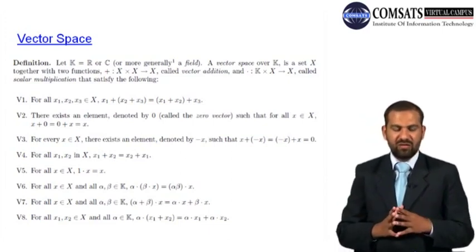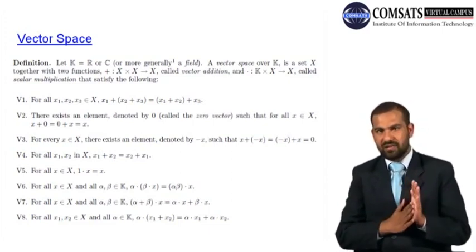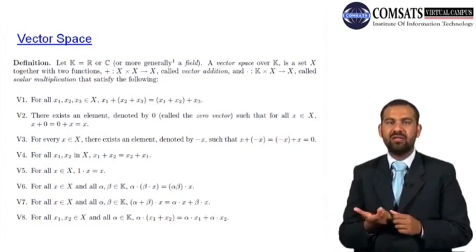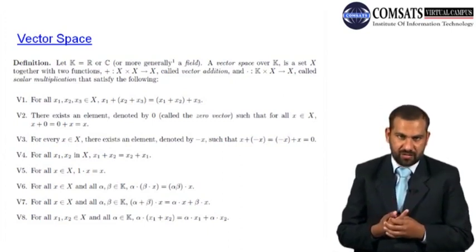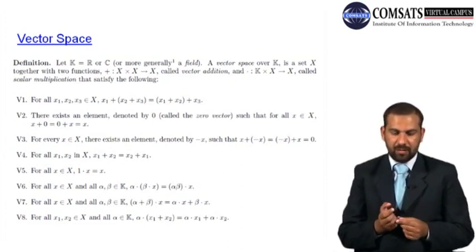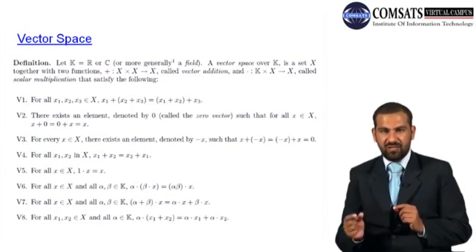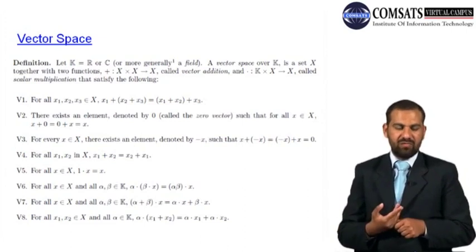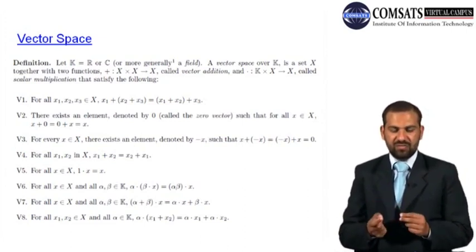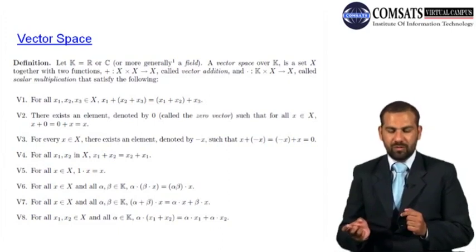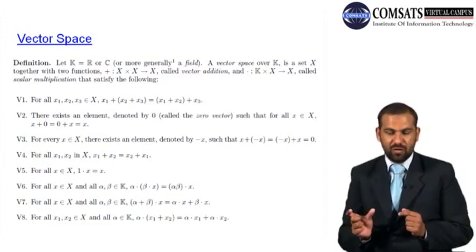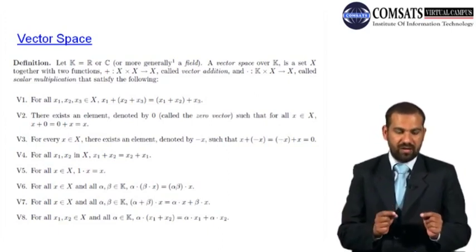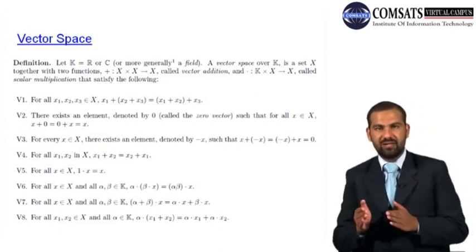The first one is that for all three elements x1, x2, x3 belonging to the set X, we must have the associative law of addition. That means x1 plus (x2 plus x3) is equal to (x1 plus x2) plus x3. Secondly, V2: there exists at least one element denoted by 0, sometimes called the zero vector, such that for all x in X, x plus 0 is equal to 0 plus x, and the answer is equal to x.